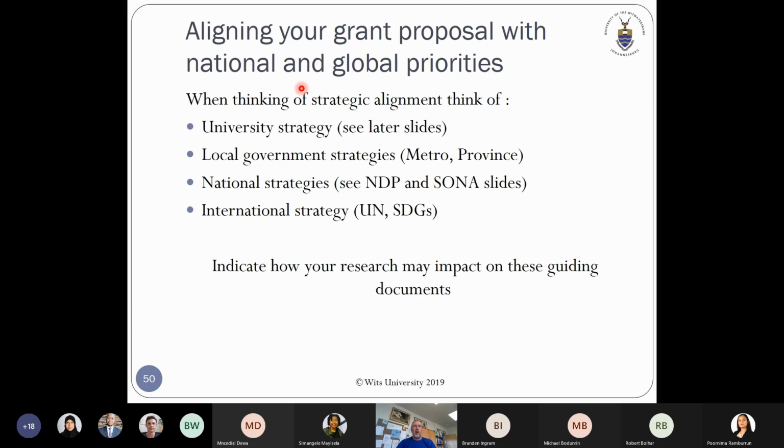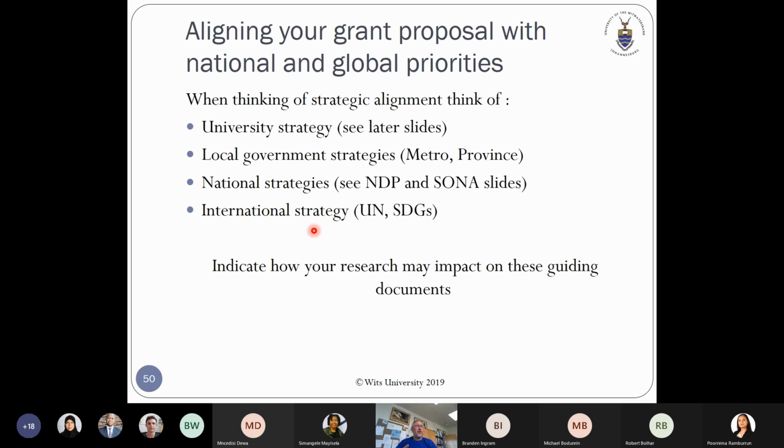Now, in South Africa, more and more they are asking you to align your research with national priorities, with university strategies and things like that. This is a growing importance here in South Africa. And so there are various ways to nest your research into various strategies. The university strategy, I've got a slide later on it. Local government, the national strategies, the NDP, I've got a slide on that for you. And international things like the UN Sustainable Development Goals.